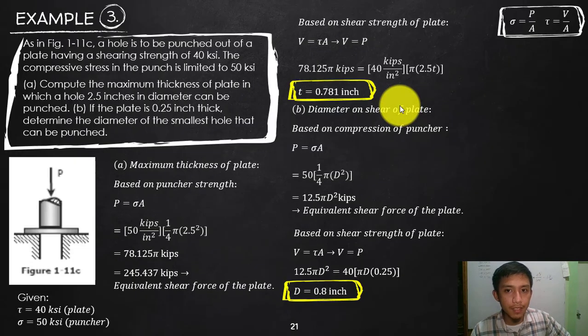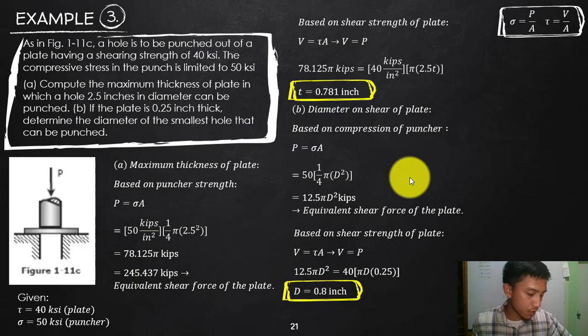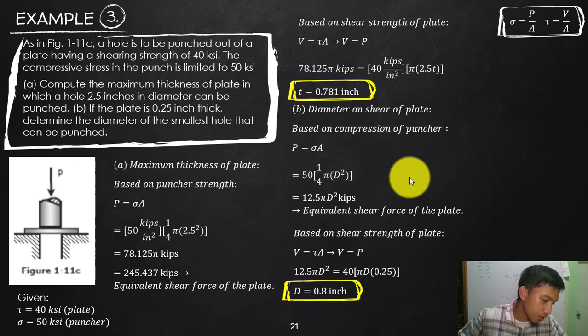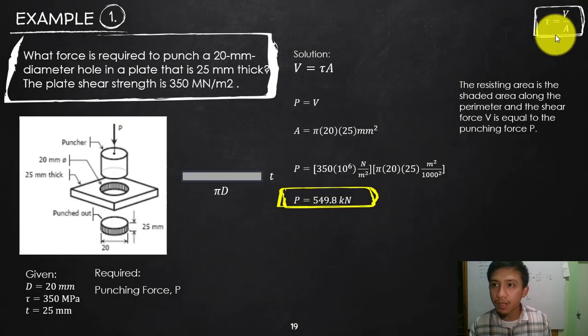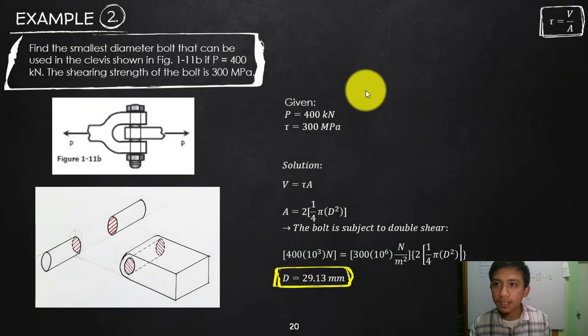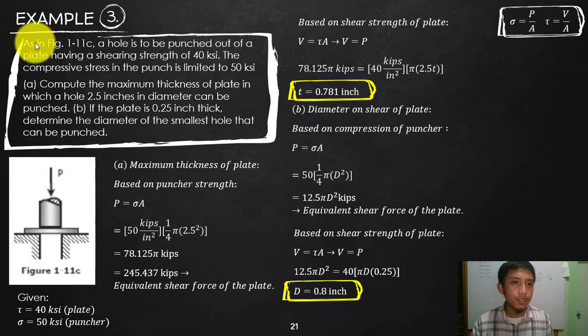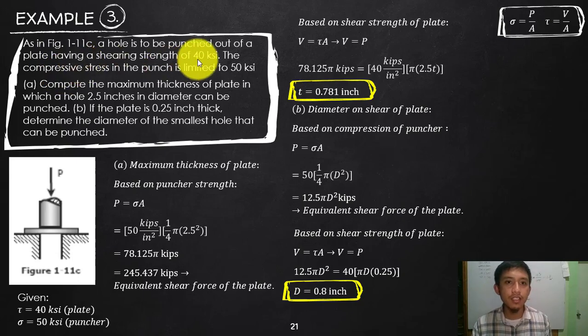Okay, let's go with number 3. Let's have one more. This problem is actually a combination of a normal and a shear stress, so that you can differentiate it further, not just by definition, but in terms of the actual application. As you can see in this formula here, this is just a reminder of the formulas that we need for the certain problem. So in this figure, a hole is to be punched out of the plate, having a shearing strength of 40 ksi. So we are now in English units.